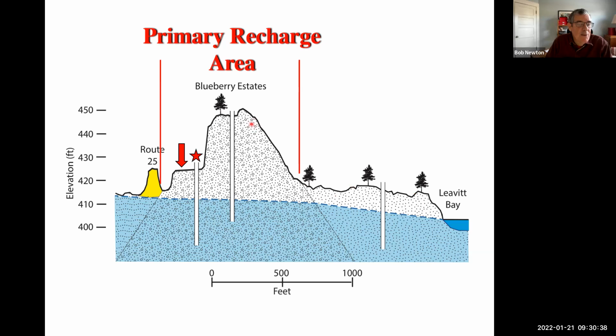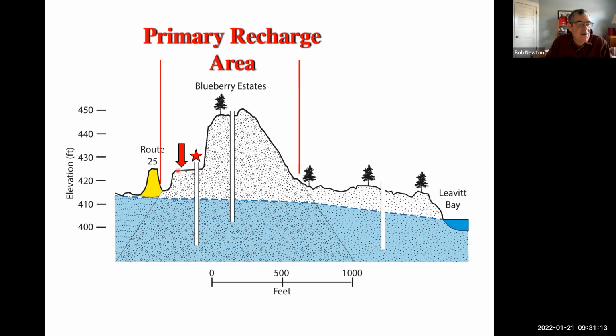So this deposit right here represents the primary recharge area to the aquifer. Groundwater enters through this system, and it's flowing out in all directions from that area here. Route 25 is on this little ridge that was artificially produced to raise the road above the wetlands along Phillips Brook that lie on this side.